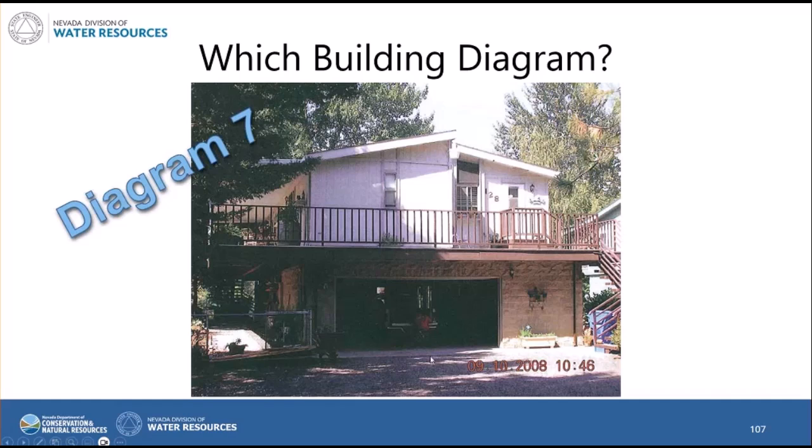It's not a 2 because it's not below grade. It's not a 6 because it's not piers or posts. It's a 7 because it's a full story, more than 5 feet from the bottom floor to the next higher floor.